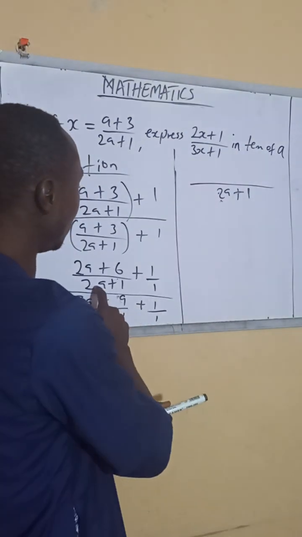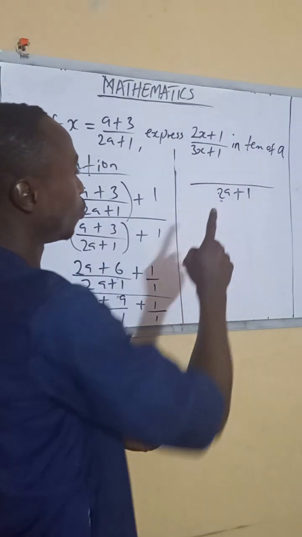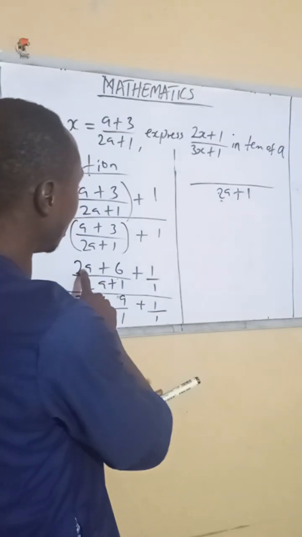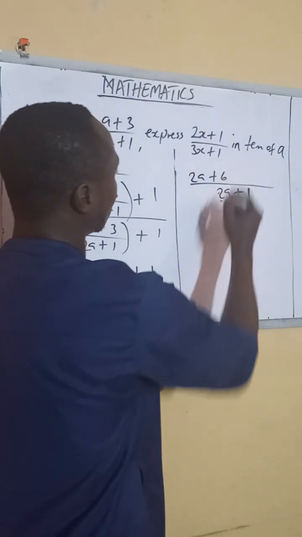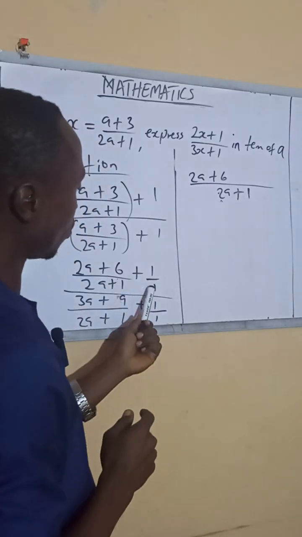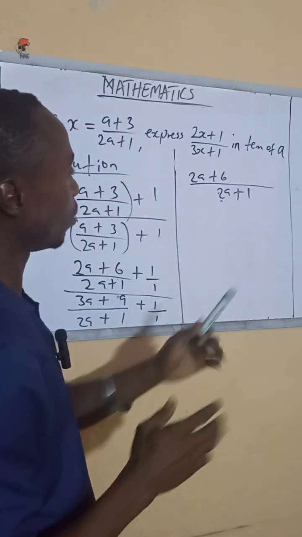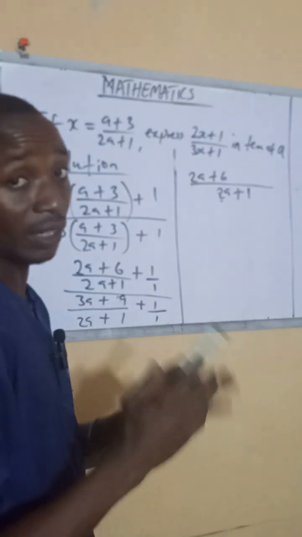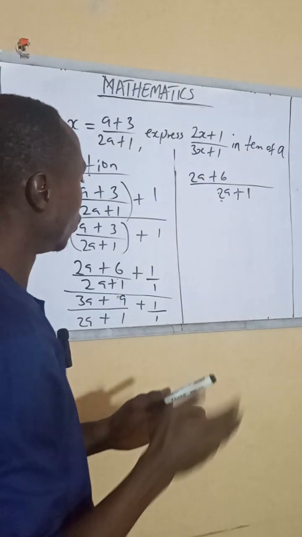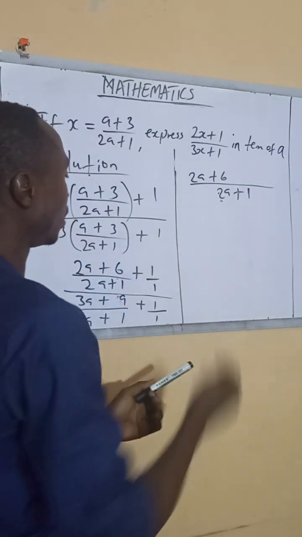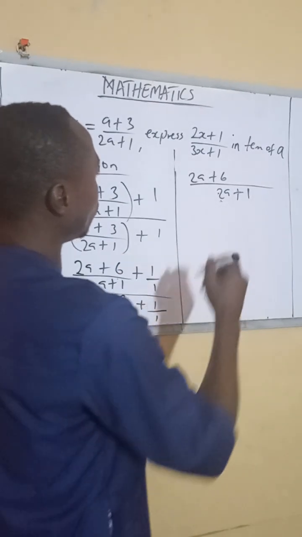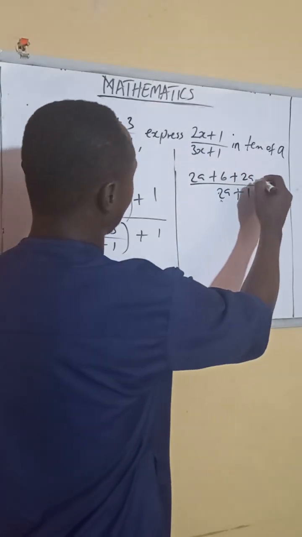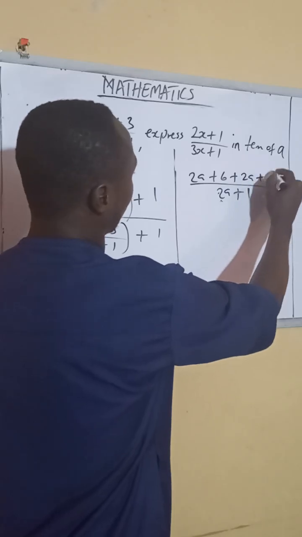Now, if you look at this, 2a plus 1 goes here will give us what? 1. 1 times the numerator will give us 2a plus 6. We are done with that. Then the second one here, 1 into this will give us 2a plus 1. That means dividing it will give us 2a plus 1. 2a plus 1 times the numerator that is at the top here will also give us what? Plus what? 2a plus 1.